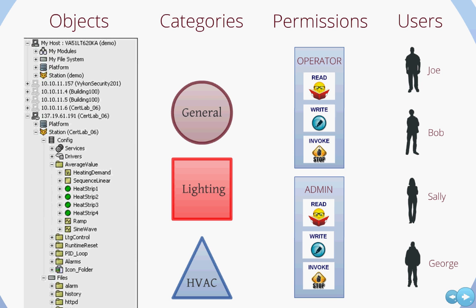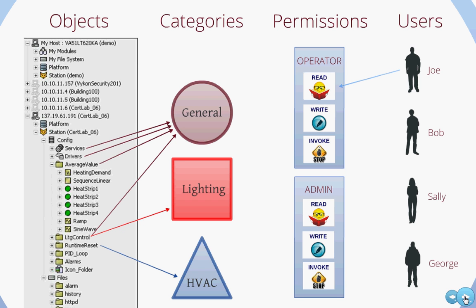So remember, we start by taking our objects and putting them in categories. We'll put services in a general category, drivers in a general category, average value, lighting control, anything you like, just throw them in the general category. Objects can appear in more than one category. So for example, lighting control shows up in both general and the lighting categories. And then runtime reset is part of the HVAC in our example here. So we categorize all the objects on the left here, and then we think about our users and start giving them permissions to the categories.